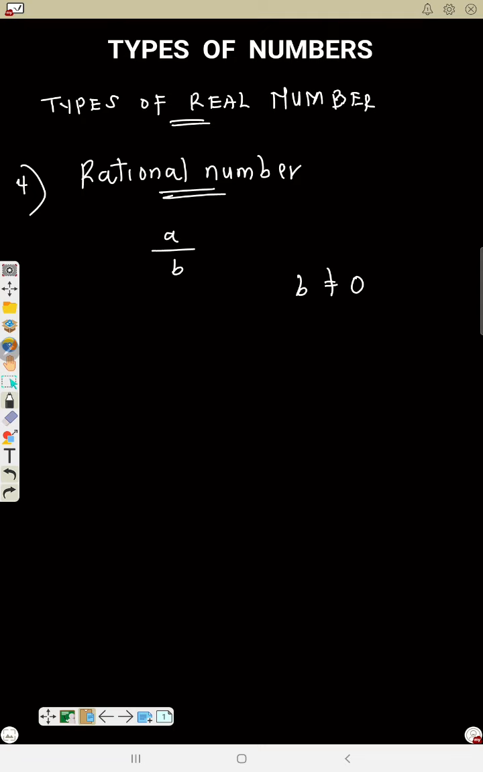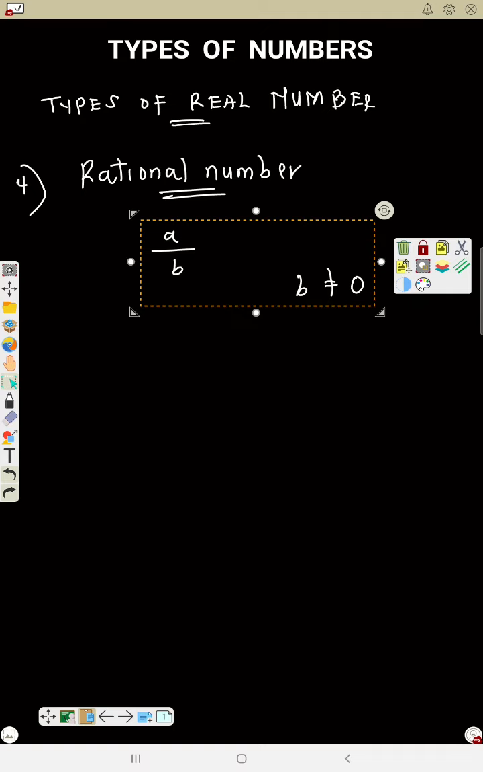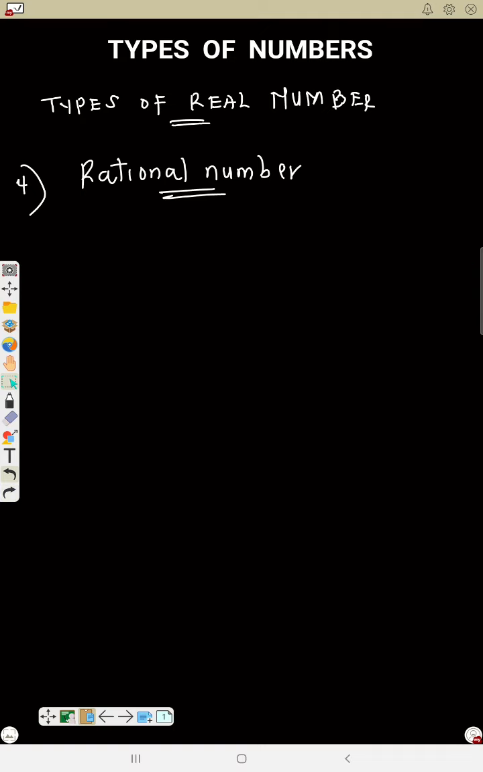You can now jot it down. If they ask you what a rational number is, a rational number is a number that can be expressed as a fraction, a over b, where a and b are integers and b is not equal to 0. The term rational comes from the word ratio.